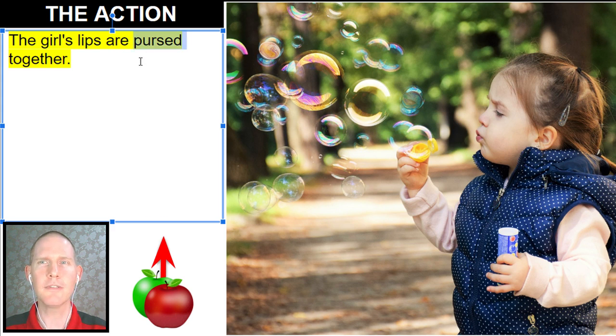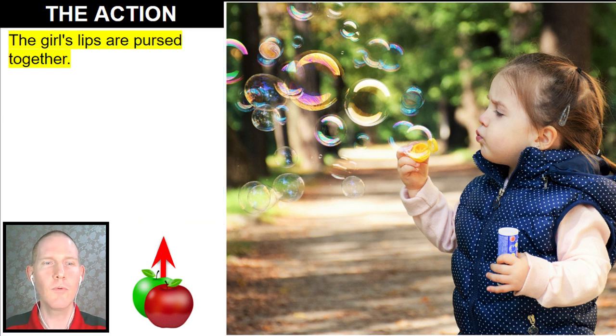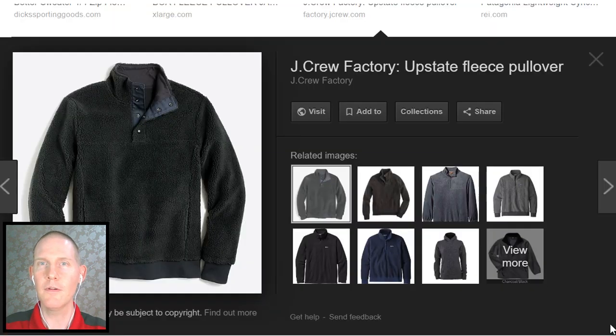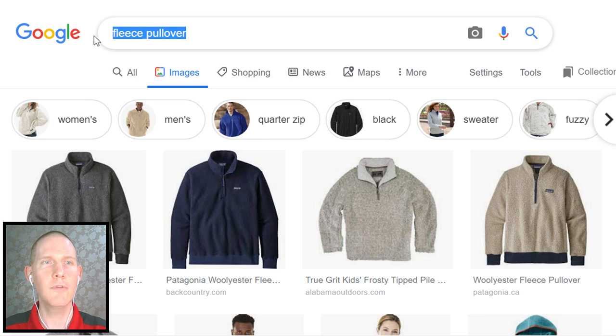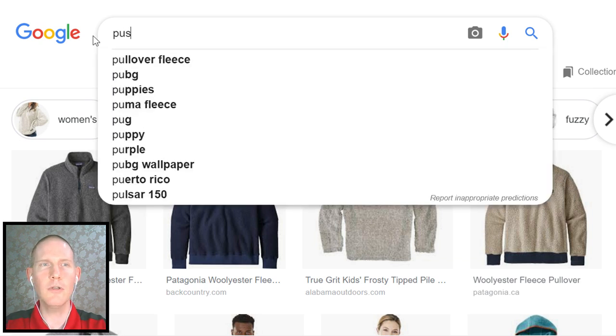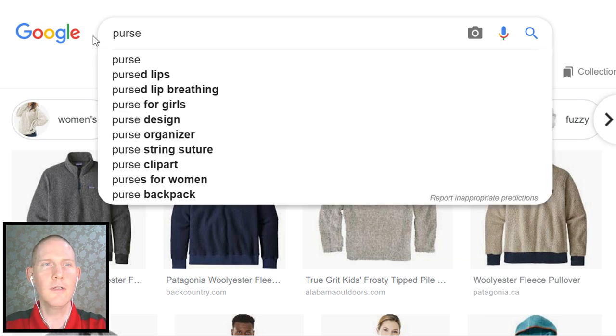So pursed. Let's find out what pursed lips are. So we can take a look. Alright, goodbye to fleece pullover. Let's look at pursed lips.